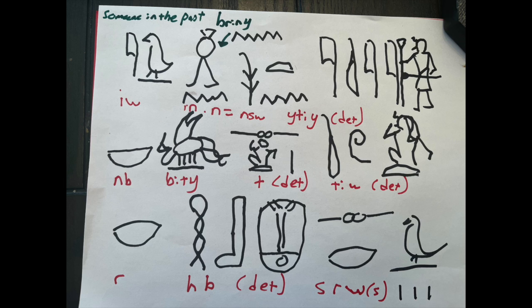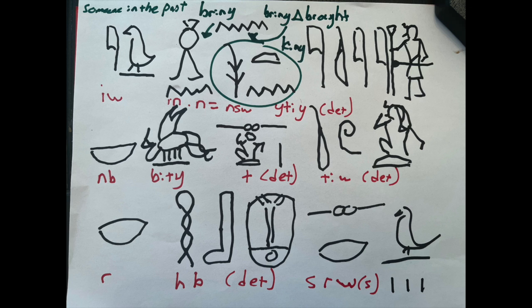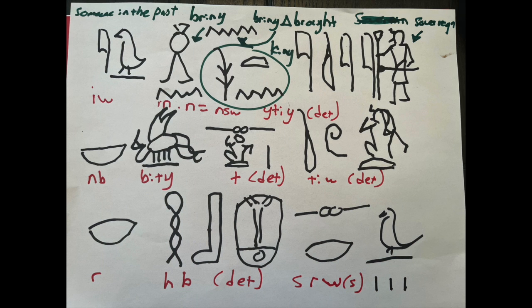So first we have IW, which means a signpost, someone in the past did something, followed by the verb to bring. And bring is followed by the water sign N, which makes bring, brought. So who did the broughting? Well, we have Niswu, the word for king, remembering that it has a honorific transposition with the N there.